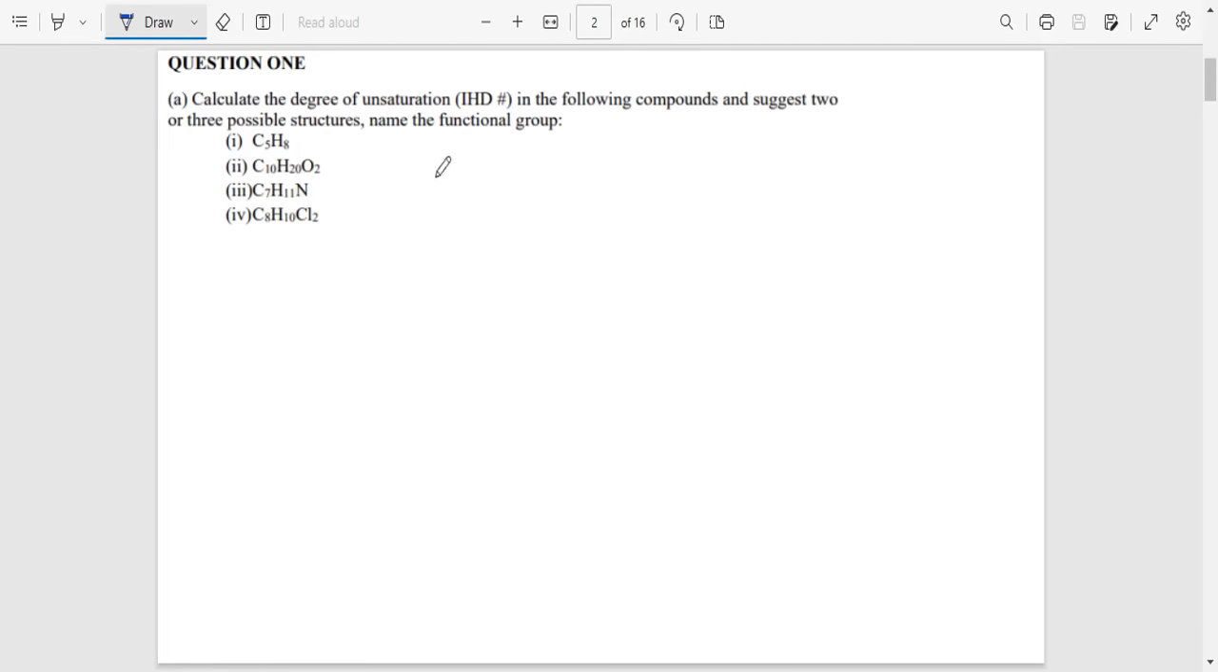Alright, starting with the first one, which is C5H8. Now, how do you calculate IHD? IHD is given by 2 multiplied by the number of carbons, plus 2. You subtract hydrogen atoms. You also subtract any halogen, and then you add nitrogen, or those in group 5. You don't add or subtract anything for those atoms found in group 6, like oxygen. And then you divide this by 2. So this is the formula that we're going to be using.